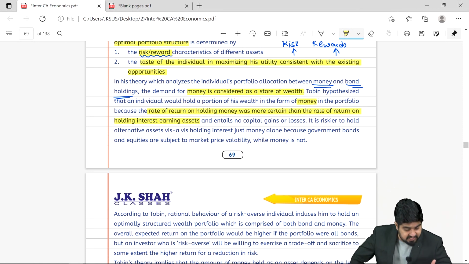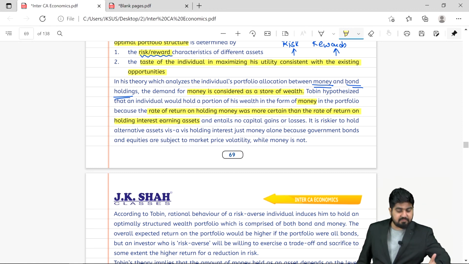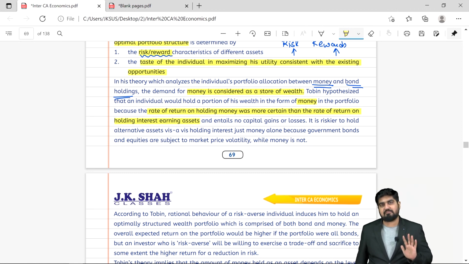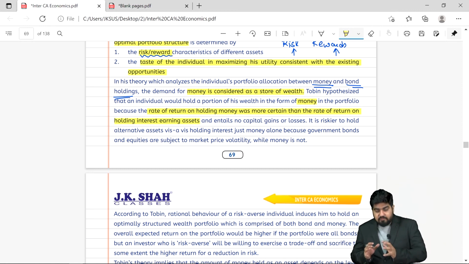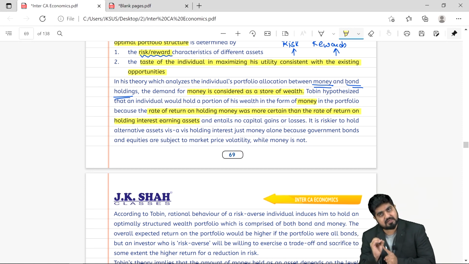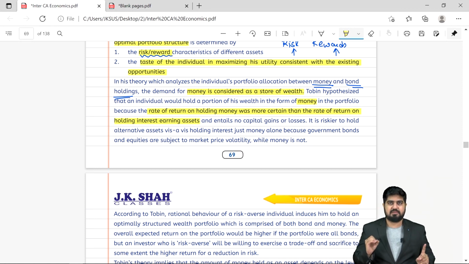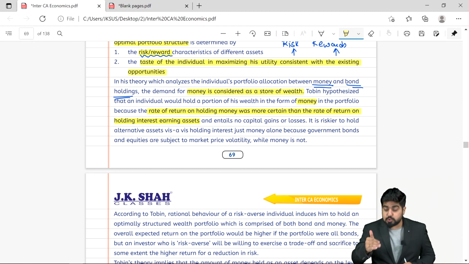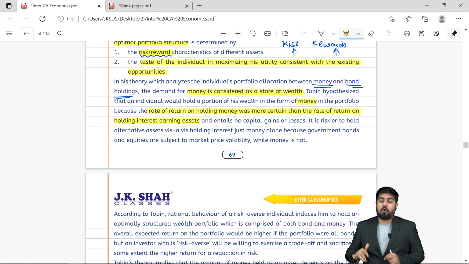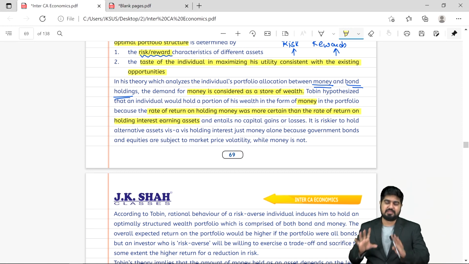See, when you are investing in returns based on interest or fluctuations in the market, there might be negative returns also. In case of money, you will be getting zero returns, but that is certain. Zero returns are certain. Zero is still better than the negative returns. So, Tobin was of the opinion that even though money is not earning any extra returns, zero returns is certain, no? So still some part of it will be kept as liquid cash in the entire portfolio.